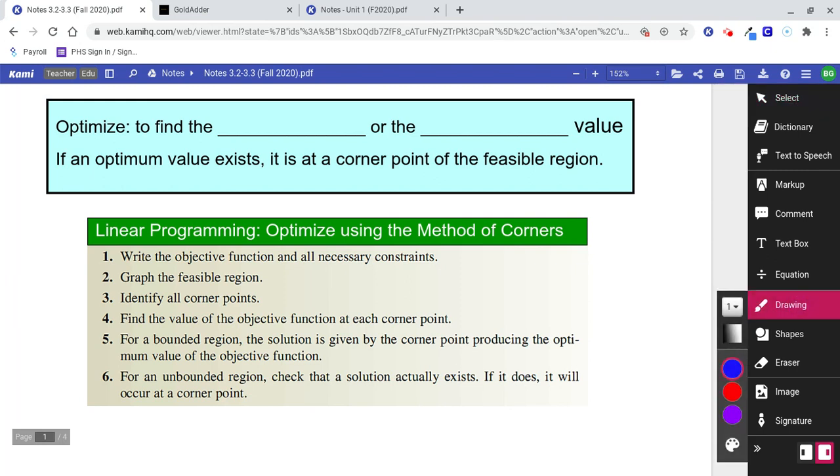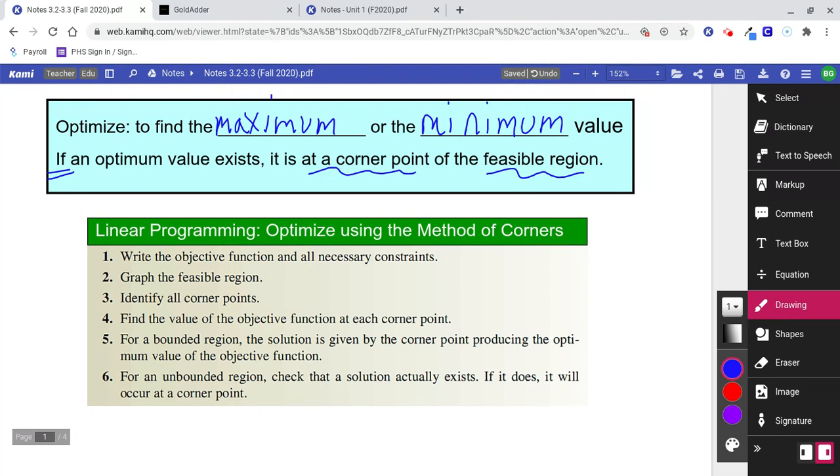Optimize to find the maximum or the minimum value. If an optimum value exists, it is at a corner point of the feasible region. Notice the word if implies sometimes there won't be a maximum or a minimum. Okay. But if there is one, it's going to be at a corner point of the feasible region.